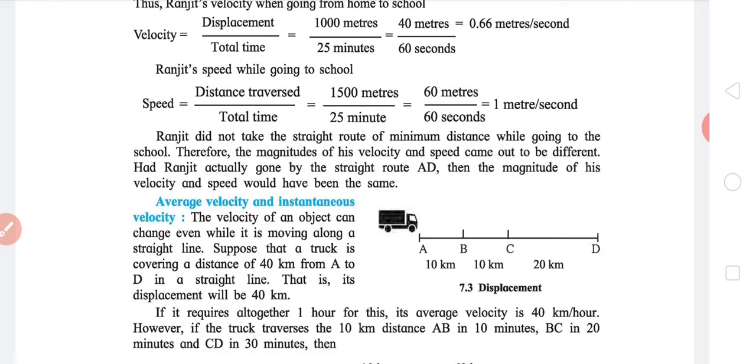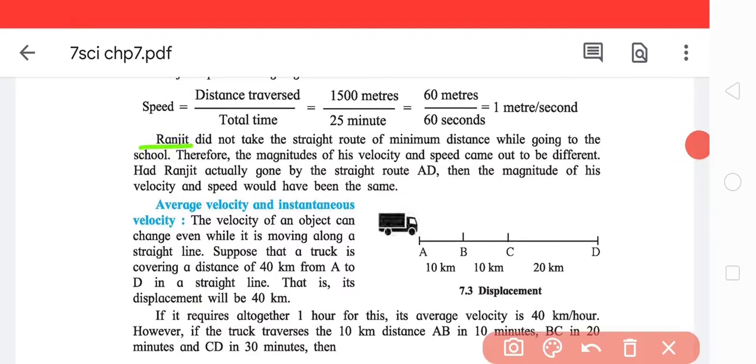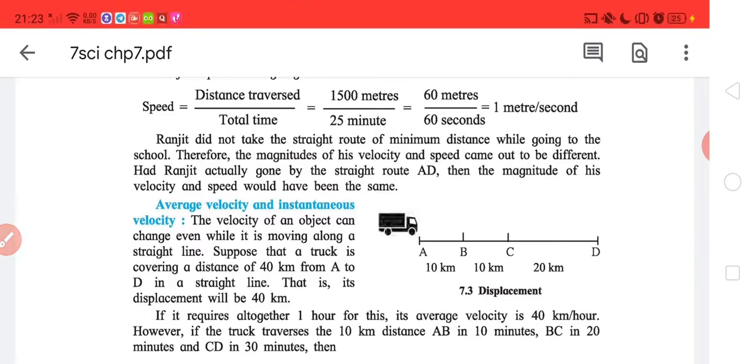Okay, so I'm reading this point now. Ranjit did not take the straight route of minimum distance while going to the school. Therefore, the magnitudes of his velocity and speed come out to be different. Basically, the distance is different, the time is same. Hence, the magnitude of velocity and speed are different. Had Ranjit gone by the straight route AD, the magnitude of his velocity and speed would have been the same.